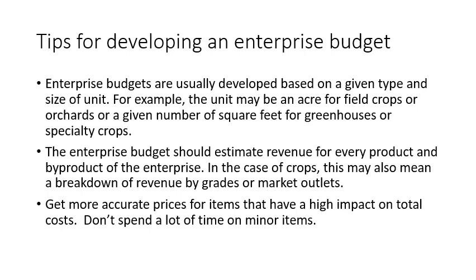The enterprise budget should estimate your revenue for different types of products and byproducts for the enterprise so that you can really assess overall how it contributes to your overall bottom line. So it may mean breaking down revenue by grades or by different marketing outlets. So it could be restaurant sales versus farmers market sales, because you may have very different prices that you're selling under, and that combination of all of those prices will lead to your overall revenue.